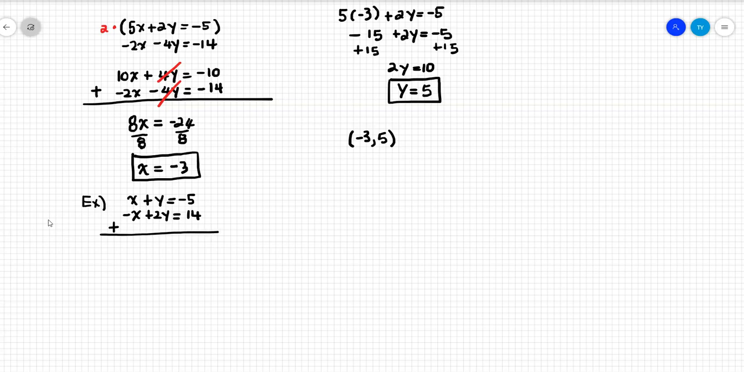So then x minus x is going to be equal to 0. Now y plus 2y, you get 3y. And minus 5 plus 14, you get positive 9. So now y becomes 3.